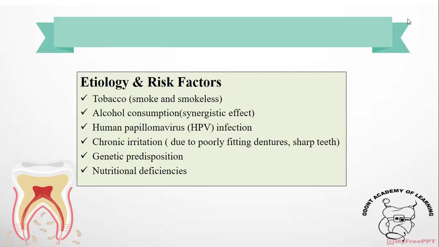Now, what could be the etiology and risk factors which can lead to epithelial dysplasia? The foremost and the most common etiological factor is tobacco. This tobacco could be consumed in either smoke form or smokeless form. Both these forms of tobacco are harmful and could be a cause of dysplasia. Second thing is alcohol consumption. Alcohol consumption directly is not responsible for the causation of epithelial dysplasia or dysplastic changes, but it can act as a synergistic factor. It means it can strengthen the effect of tobacco, resulting in a faster progression of epithelial dysplasia.